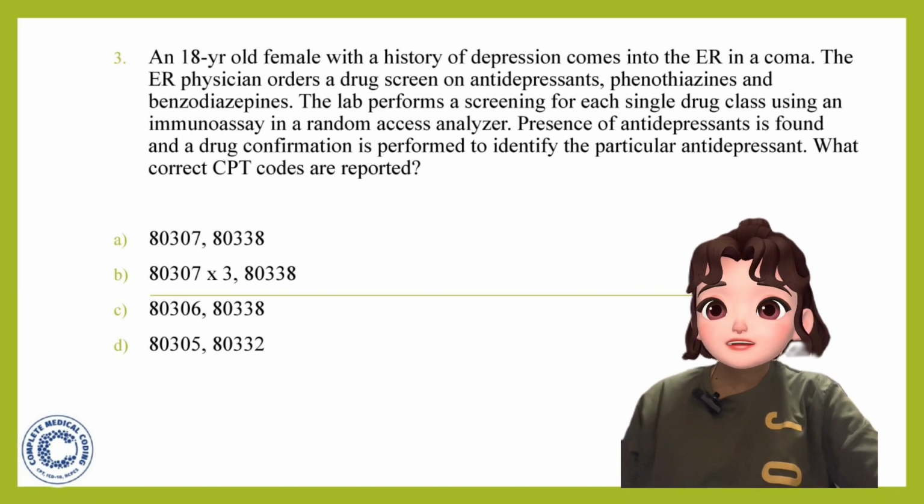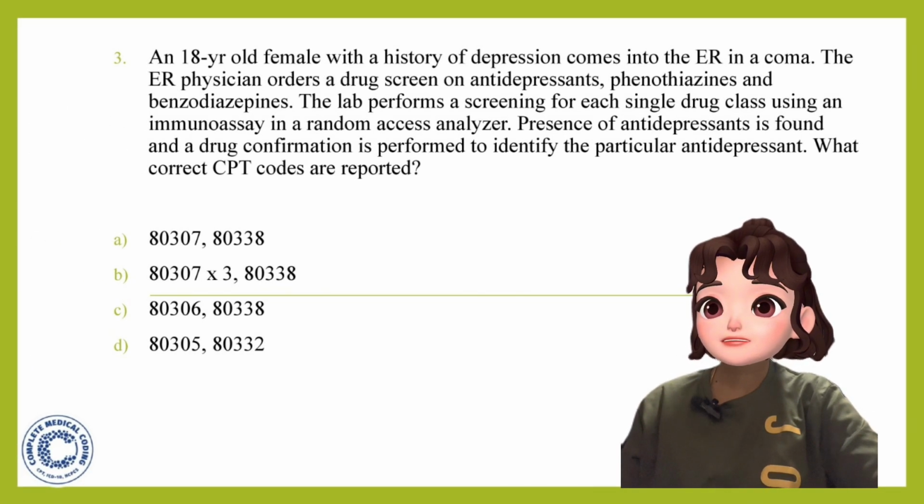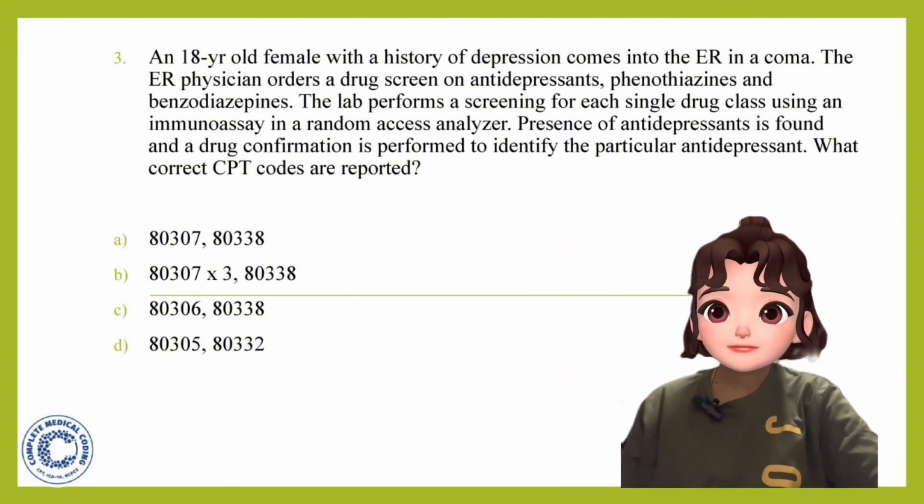Now moving to the third question. An 18-year-old female with a history of depression comes into the emergency room in a coma. The ER physician orders a drug screen on antidepressants, phenothiazines, and benzodiazepines. The lab performs a screening for each single drug class using an immunoassay in a random access analyzer. Presence of antidepressants is found and a drug confirmation is performed to identify the particular antidepressant. What correct CPT codes are reported?